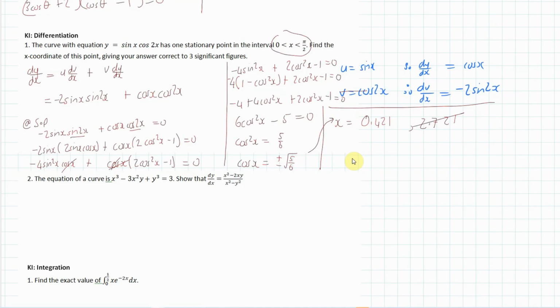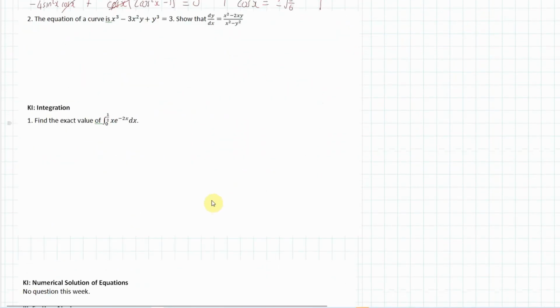Okie dokie. Next, we've got this curve. We've got to show what dy dx is. Now, I'm going to differentiate with respect to x. So I'm going to go x cubed d/dx minus, and I've got to use my product rule here.